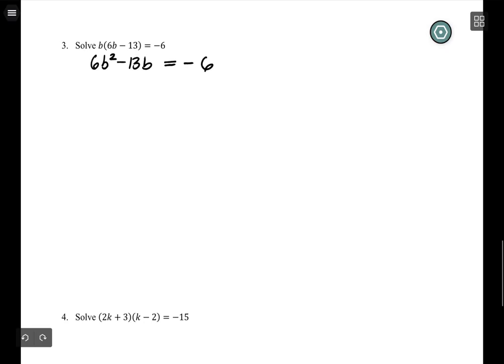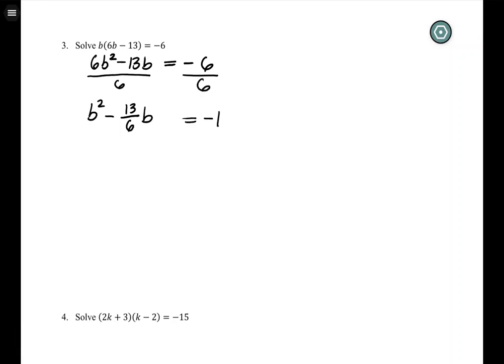And I do kind of like that my first step is really done for me, where I isolate the b squared and the b. So I can jump right to my second step, which is before I complete the square, I have to make sure there's a 1 in front of the b squared. So I divide out that 6. Whatever you do to the left, make sure you do it to the right. And I get b squared minus 13 over 6 b, that looks horrible, equals negative 1. So that ugly thing, I'm going to have to do my usual trick.